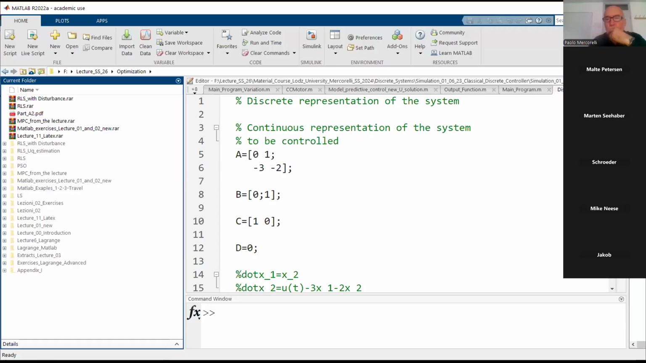Okay, let me. I don't know what you see. Let me see. Let me share, because probably I didn't share. Yeah, now. In your folder, you can see. Let me see.